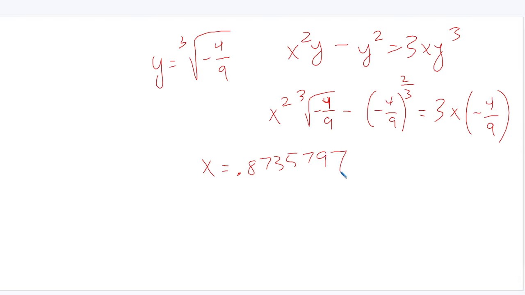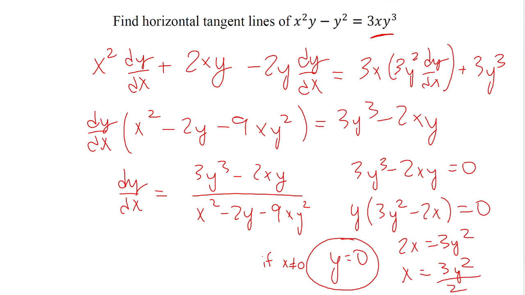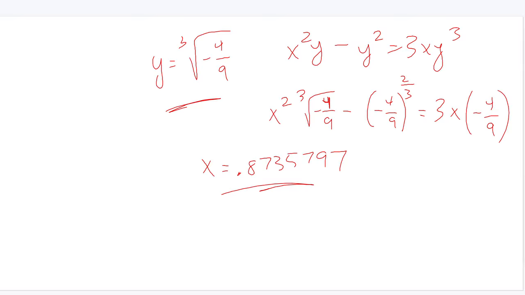0.8735797. And so if I were to take this x value and this y value, and just confirm that it doesn't make my denominator here equal to 0, then I would know that this is also a horizontal tangent line. I'm not going to go through the work to plug those two numbers into the denominator of my derivative. I've done it when I made the answer key. It doesn't yield 0, and so we end up with that as our horizontal tangent line. So we have two of them, y equals 0 and y equals the cube root of negative 4/9.